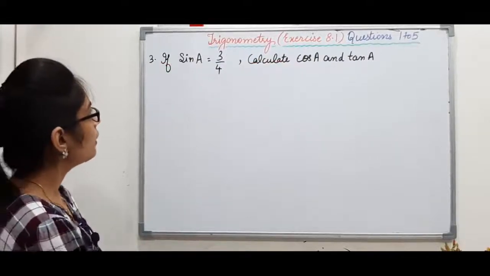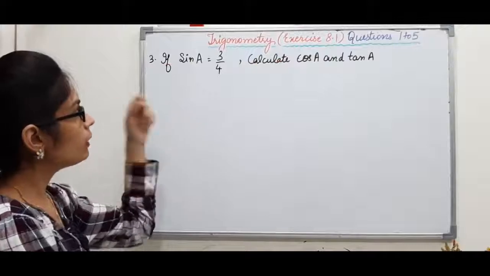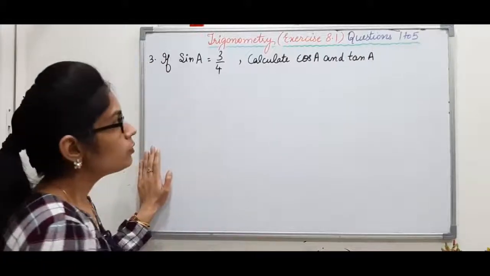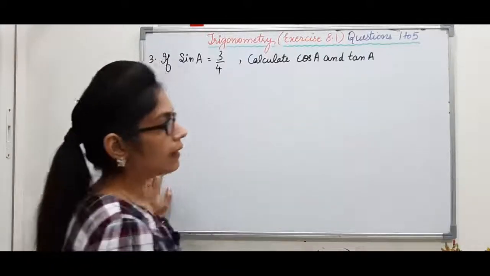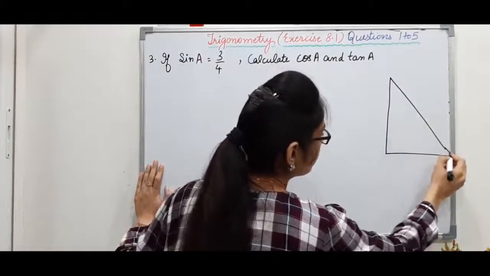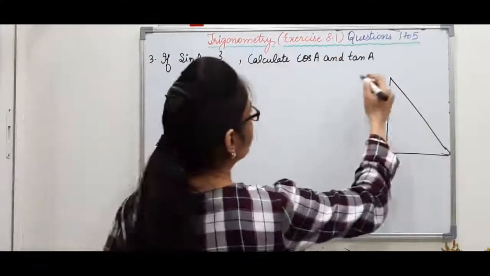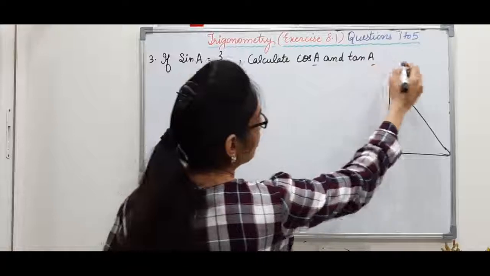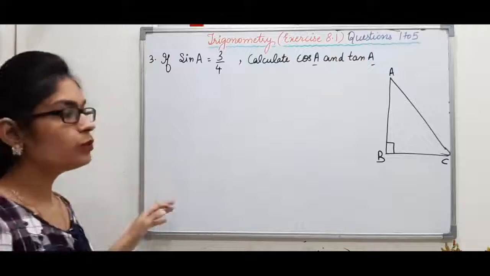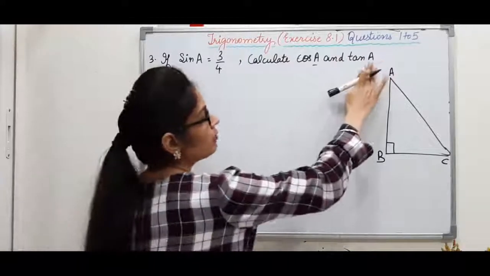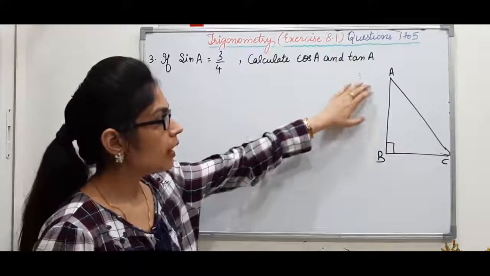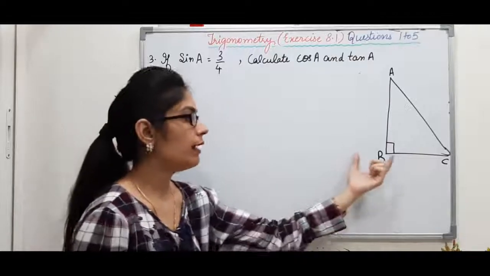In question number 3, it's given if sin A is equal to 3 by 4, calculate cos A and tan A. So sin A is already given to us, we have to find cos A and tan A. Here we can draw a triangle, because we need a triangle in all the questions. So let's take triangle ABC, because they have given A, and this triangle is right angled at B. Any triangle you can take, because no specific figure is given. So from our side we are drawing one triangle.